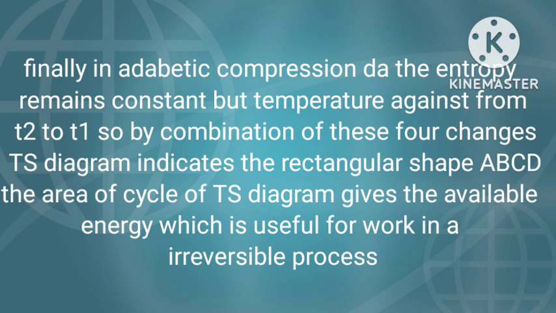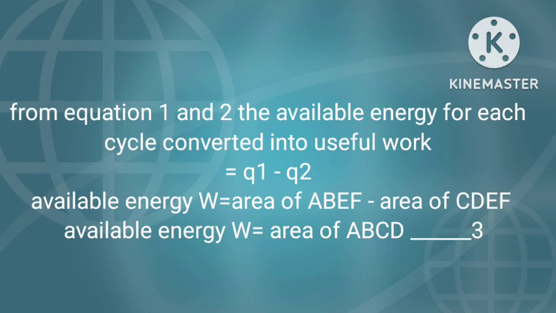The area of the cycle on the TS diagram gives the available energy which is useful for work. From equations 1 and 2, the available energy for each cycle converted into useful work is equal to Q1 minus Q2. Available energy W equal to Q1 minus Q2. Available energy W equal to area of ABEF minus area of CDEF. Available energy W equal to area of ABCD, equation 3.